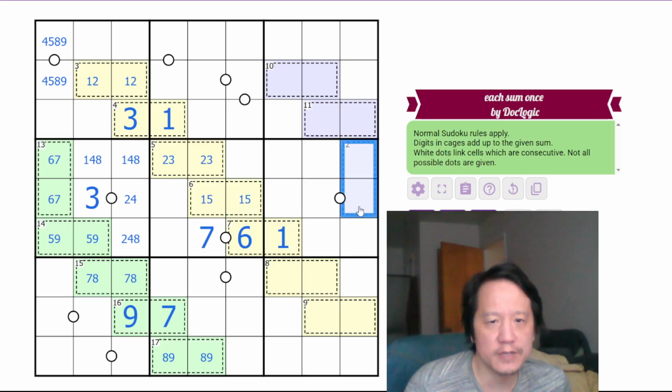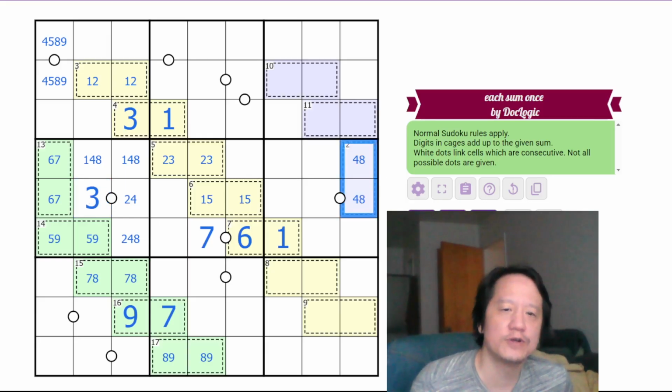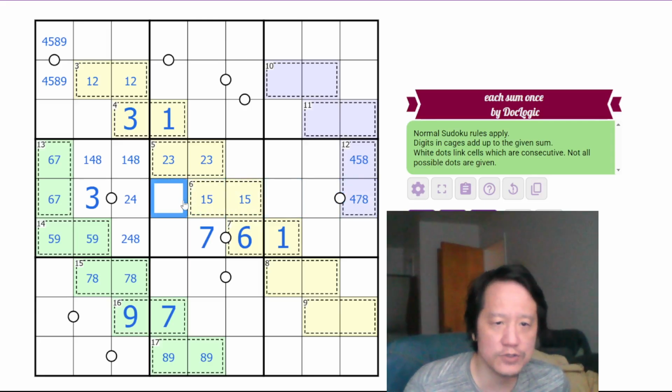These digits add up to 12, but they can't have a 3 because of the 2-3 pair in the row there and the 3 in the row there. So it's either 4 and 8 or 5 and 7, and this can't be 5 because of a 5 in the 1-5 pair in the row.